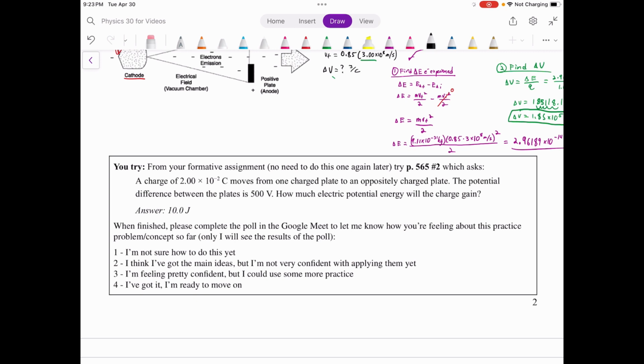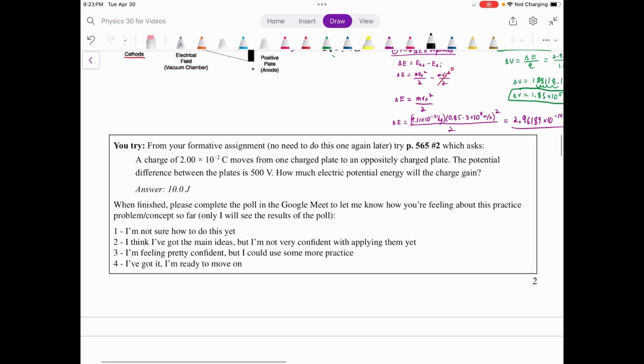I'll give you some other recommended questions that you can work on as well to take a little practice break, stop listening to my voice for a little bit and try out some questions on your own. Always good to, while it's fresh in your brain, take some time to master these concepts. But start out with this one, page 565, number 2.